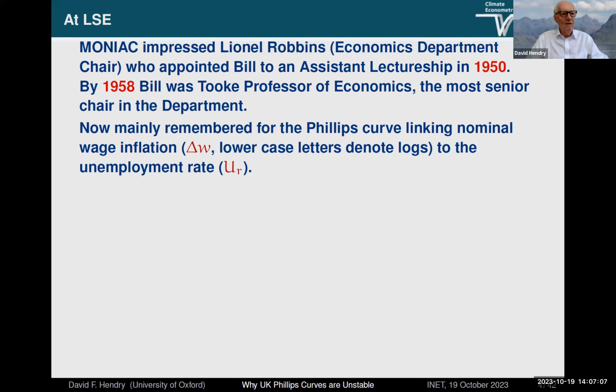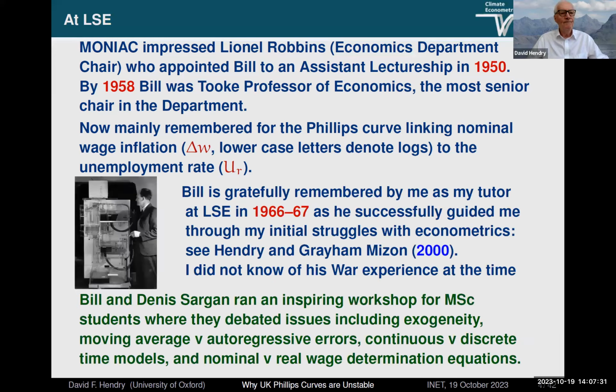Bill is, of course, now mainly remembered for the Phillips curve, which links nominal wage inflation. We're going to use the change in the log of nominal wages, lowercase letters to denote logs, and connected that to the unemployment rate, because he felt that as unemployment got very low, workers could bargain for higher wages, and when it got very high, firms could beat workers down and pay them lower wages.